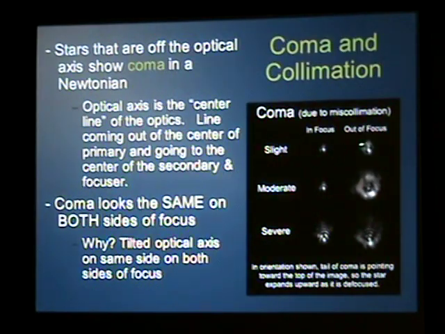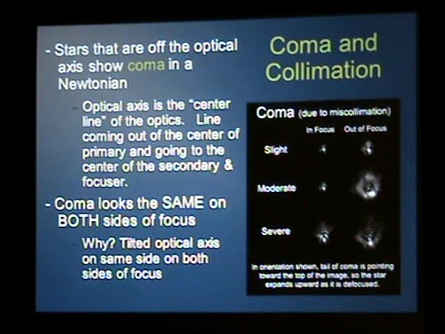This is an in-focus and an out-of-focus image of a little bit of coma with some atmospheric distortion added in this simulated image. So this is slight coma, and it's kind of hard to tell what's going on here when it's slight. This is moderate coma, and we see a definite bulge on the top side of this defocused diffraction pattern. And severe coma shows an obvious sort of fan shape. In this case, the tail of the coma, we call it, is pointing up.